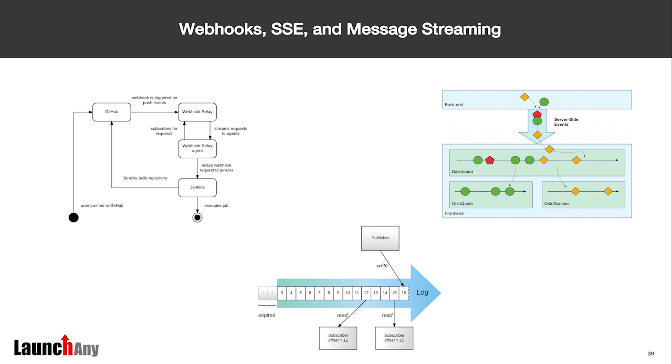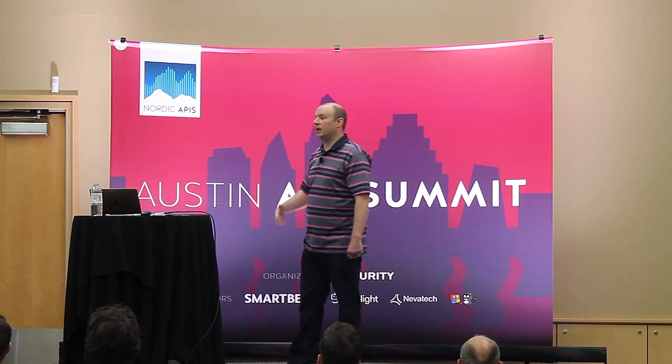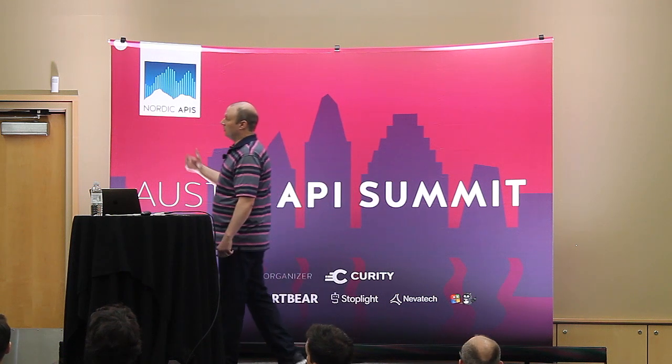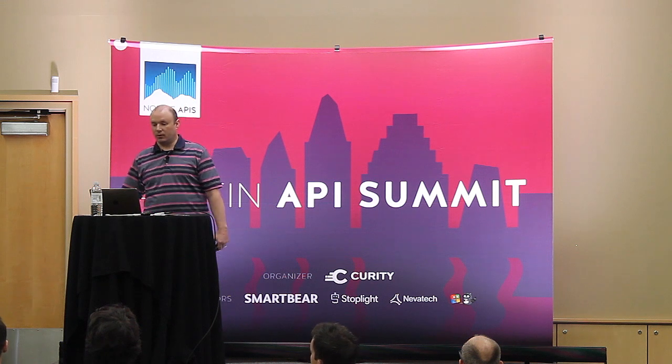We now have server-side events that are allowing us to stream events back to the client. There's other options as well. And we're also seeing things like Kafka driving log-based storage and notification of data inside the enterprise, inside the organization, to be able to message stream things out to those that are interested.